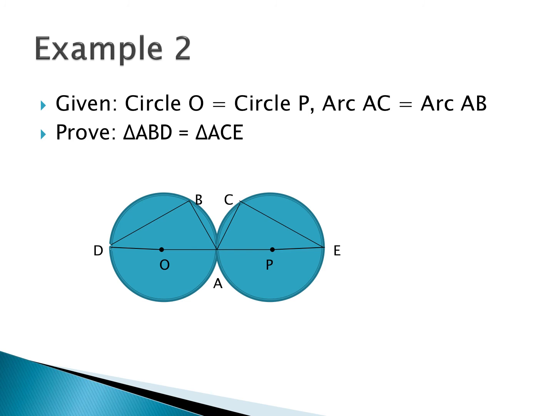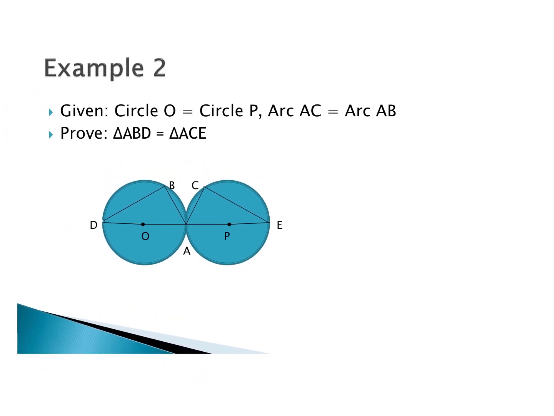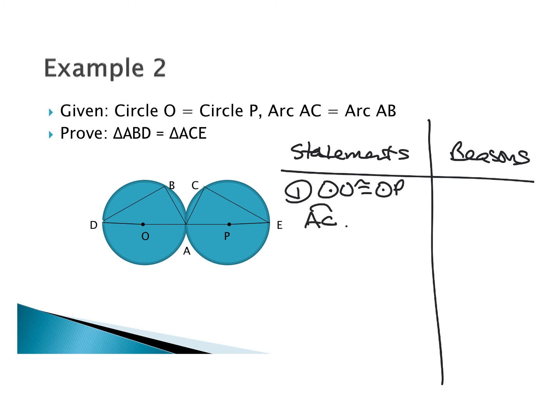So let's see what we got here. They're giving us that circle O and circle P are congruent circles. So I'm going to go ahead and make my statement and reason columns, all that stuff first. So statements, reasons. I'm going to state my given. So I could say circle O equals circle P, and arc AC equals arc AB, given.